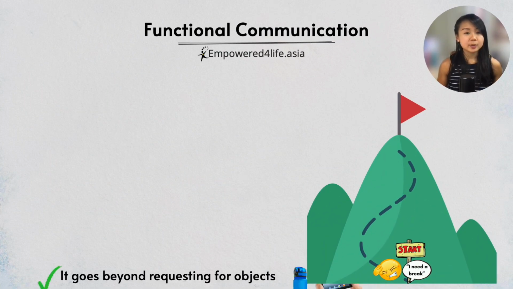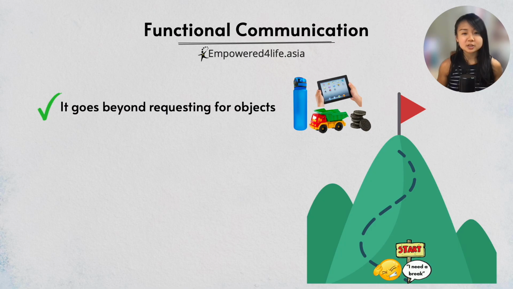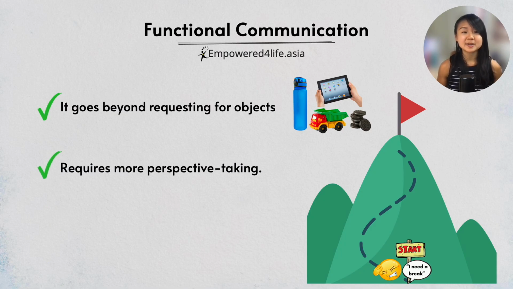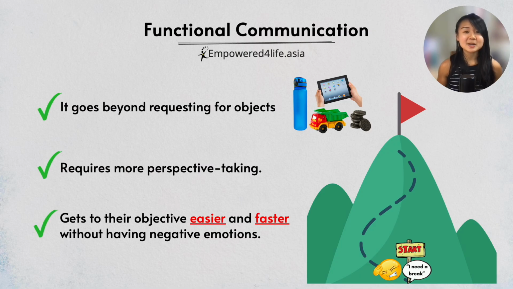FCT goes beyond requesting for objects. It's about teaching your child to express their intentions, especially when those intentions aren't tied to tangible items. It requires a lot more perspective taking, which is difficult for children with autism. And that is why we need to teach them explicitly so that they can get their needs met in an easier and faster way without having any negative emotions tied to it.